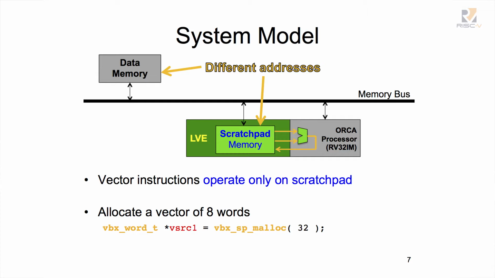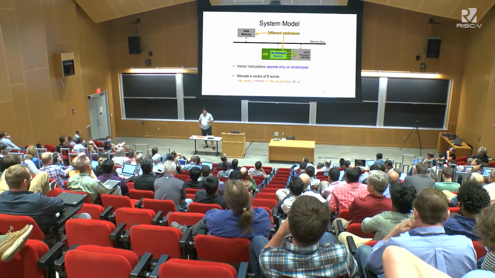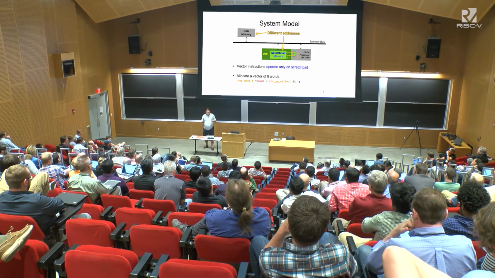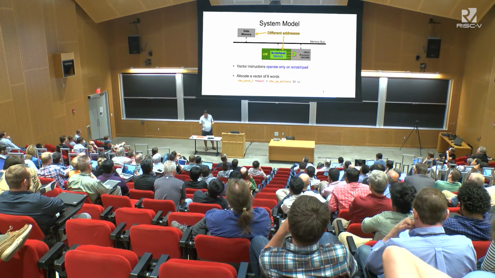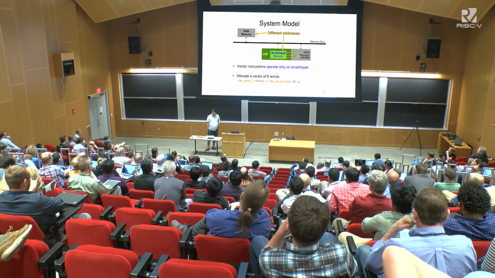There's a separate memory, the data memory, which is also on chip. That's for the normal scalar data. All the vector data is going to be in the scratch pad, and only the scratch pad has the vector operations. And they just have different addresses in the address space. Let's say we want to allocate some vector data. We just use a different version of malloc. In this case, we call ours VBXSP malloc, and you say the number of bytes that you want to get. And you can assign that to a vector data type.